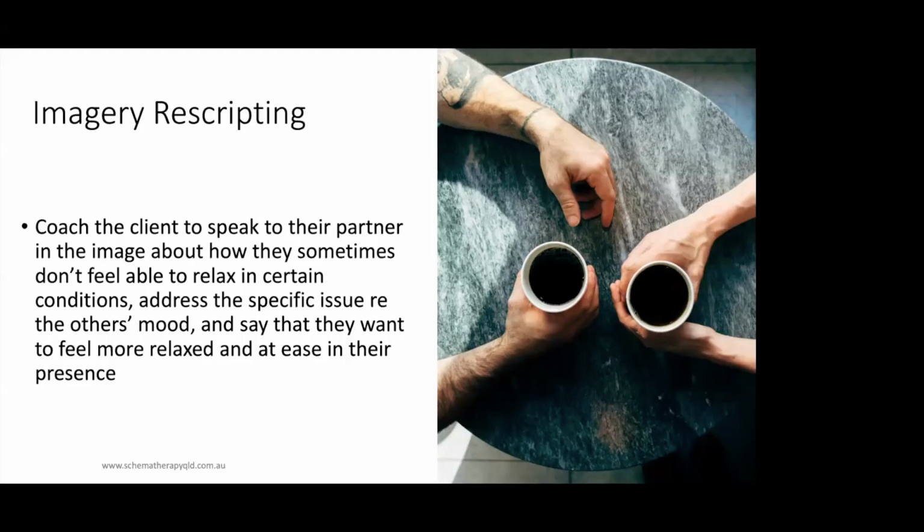So to set some limits, to be assertive. We're going to say, okay, Jane, I want you to turn to your partner and express what you've told me. I want you to say to your partner, sometimes I don't feel like I'm able to relax in certain conditions around you, when you're in a certain mood. And then get them to address the specific issue. For example, when you come home and there've been all these dramas at work, I feel like sometimes you take out your frustrations on me.